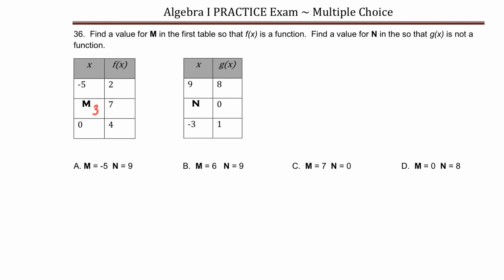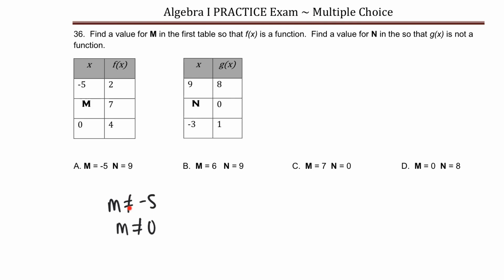Like if I put in 3 here, what would we have? We would have -5 as an input, has 2 as an output, 3 as an input, has 7 as an output, 0 as an input, has 4 as an output. Do we have any inputs that have different outputs? No, so we would be good. Okay, so for m, anything, as long as m doesn't equal -5 and m does not equal 0, we're good.